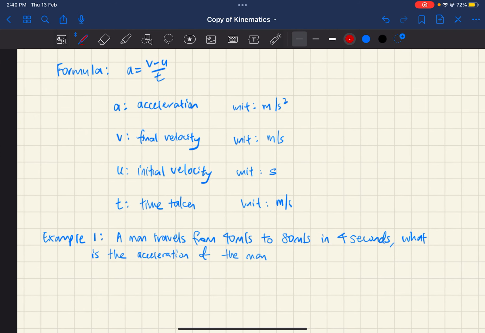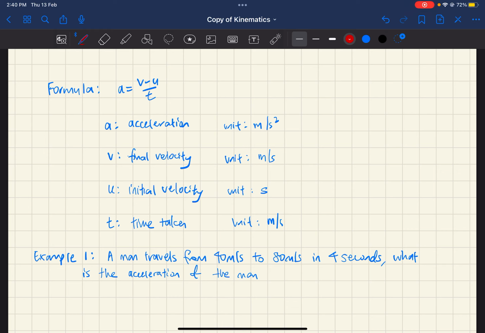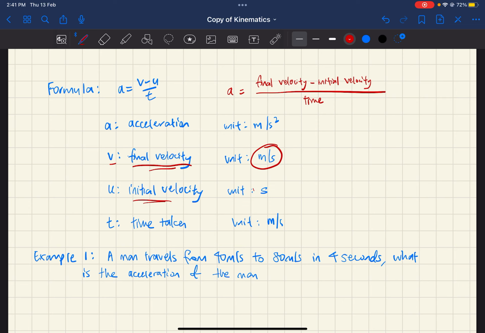Next portion. This portion over here is the acceleration formula. Just now I briefly mentioned that your acceleration is your final velocity minus your initial velocity over your time taken. So over here you have a equals v minus u over t. V is your final velocity in meters per second, u is your initial velocity in meters per second as well, and then your time taken will be in seconds.